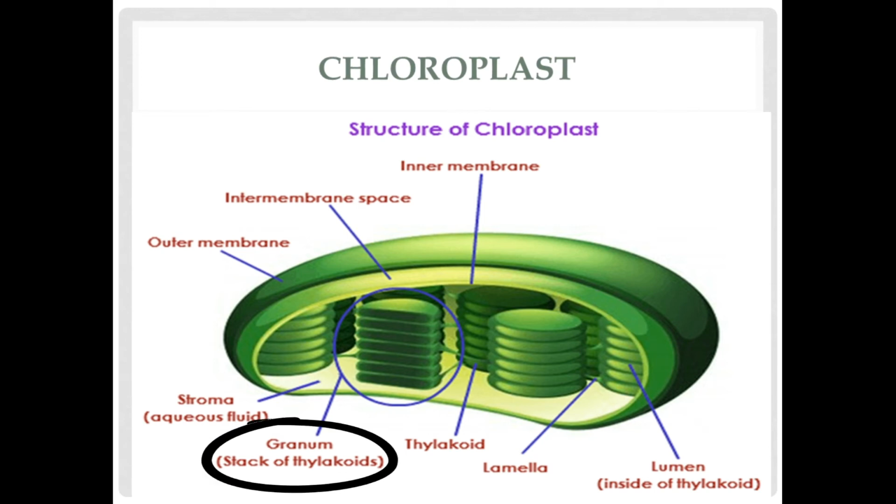3 membranes are present in the chloroplast. The 3 membranes divide the chloroplast into 3 compartments: the intermembrane space between the outer membranes, the stroma, and the thylakoid lumen.